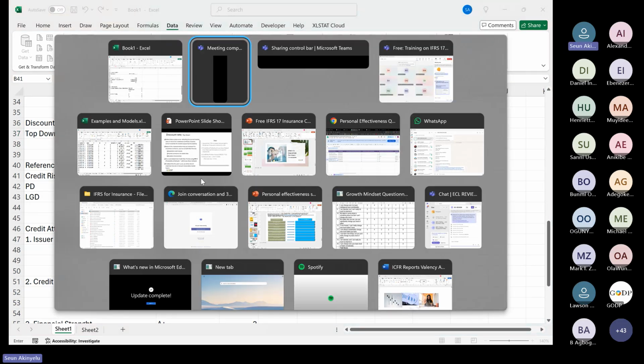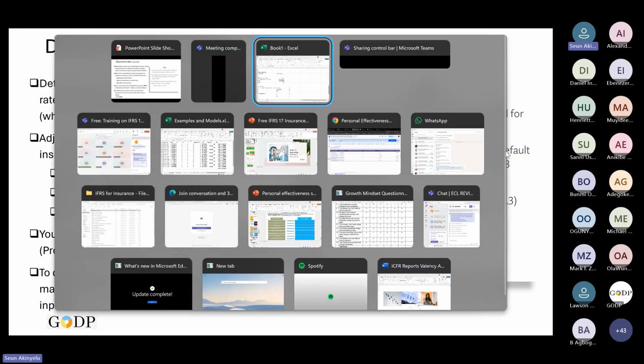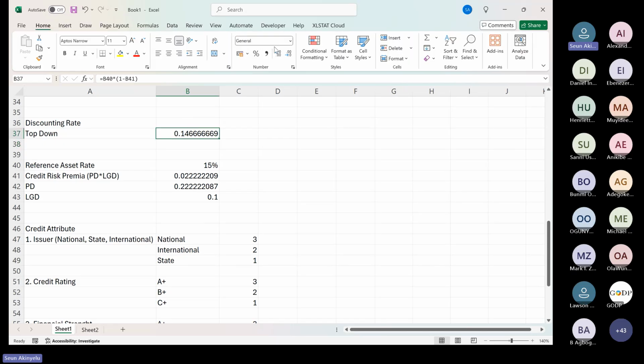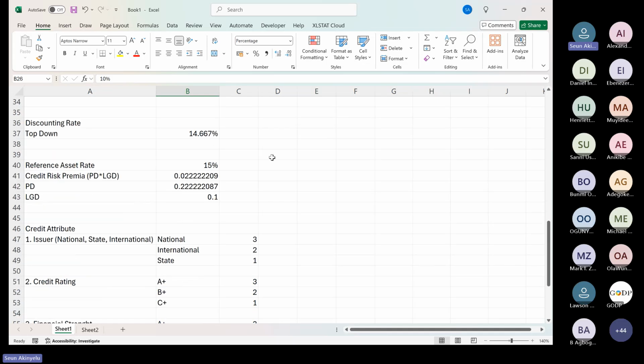All of these things are on the slides. Don't worry, I'm not actually doing it for you; I'm doing it for my own head, but it's all on the slide. This is the example on the slide, and I'm following through, just giving you real life examples. So in this case, I press enter, and the top-down rate that you will use as the discounting factor, rather than the 10% I used here, is 14.667. Any question? That is the top-down approach.